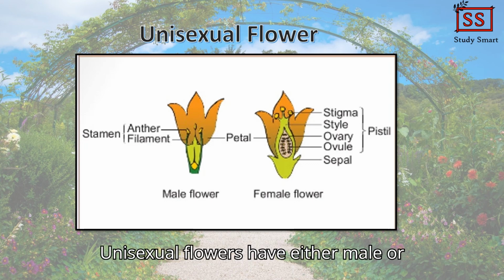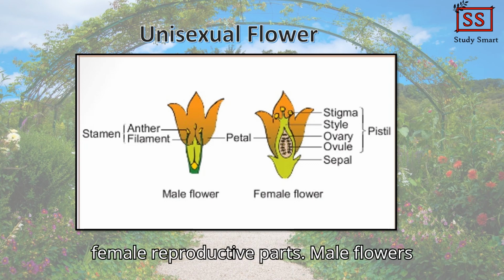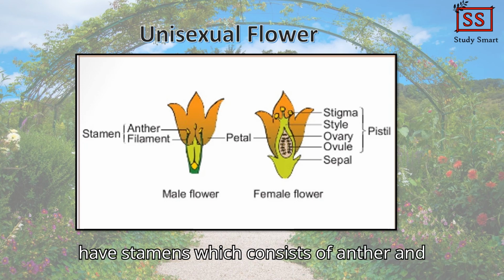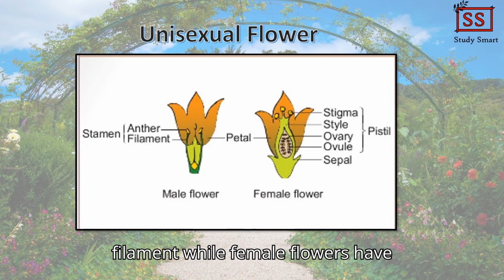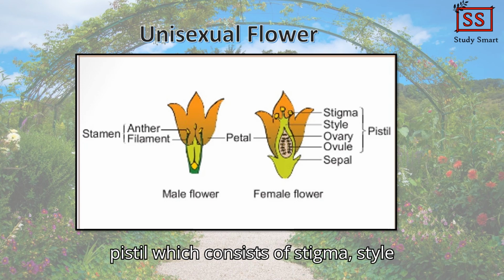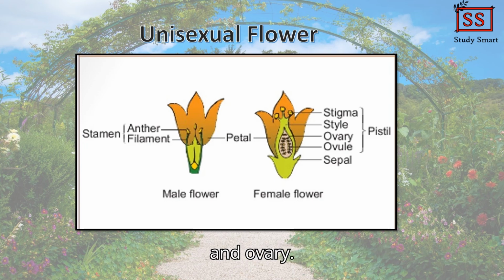Unisexual flowers have either male or female reproductive parts. Male flowers have stamens which consist of anther and filament, while female flowers have pistil which consists of stigma, style, and ovary.